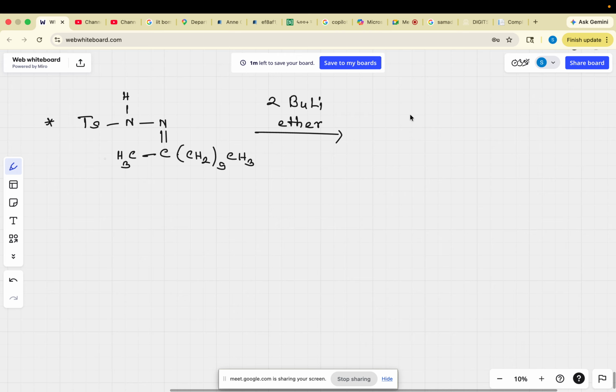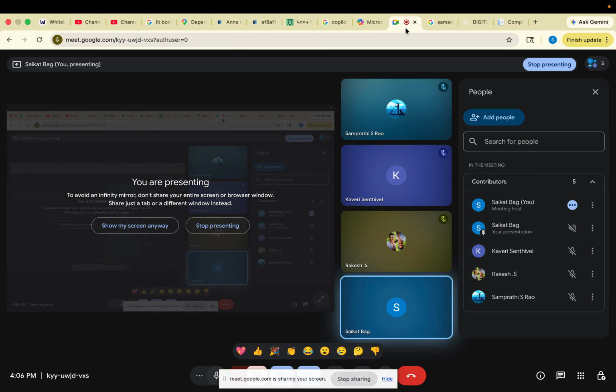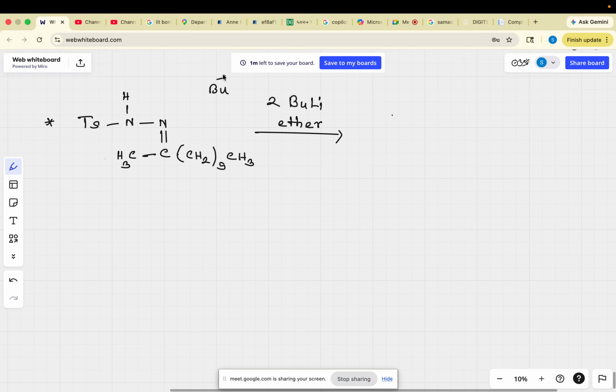what will happen? So initially this butyl minus will abstract a proton from here, so you are getting here N minus, nitrogen double bond carbon, this side you have CH3, CH2 whole 5 CH3. Now this negative charge is basically in conjugation with this double bond.